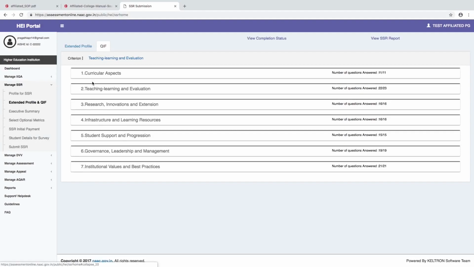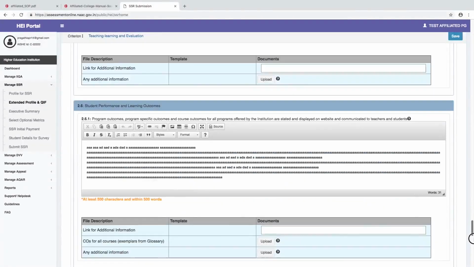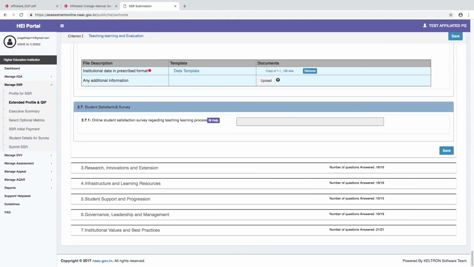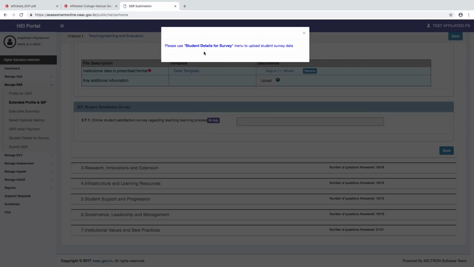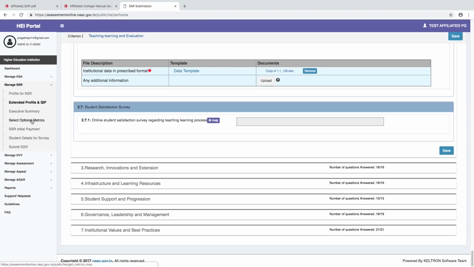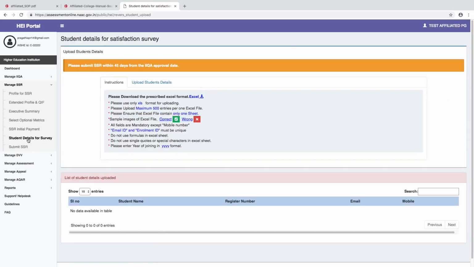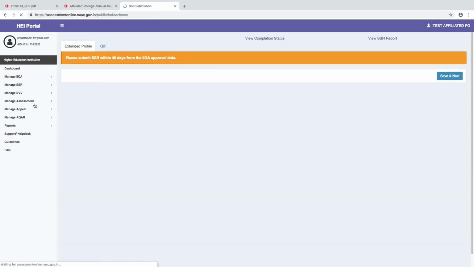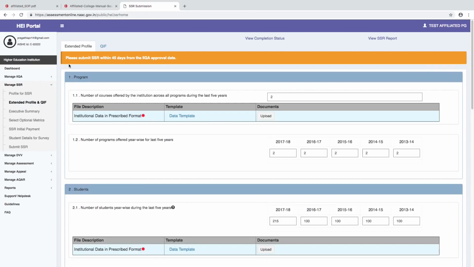We have almost answered all the metrics in all the criteria except for one here. In criteria 2, the 2.7 metric, student survey data, the online student satisfaction survey regarding teaching and learning processes, a separate section has been created to upload the data. Once we complete this section here, the same data will also be shared in the QIF. That would enable us to complete the entire exercise. Keeping this pending, let us move to the executive summary.